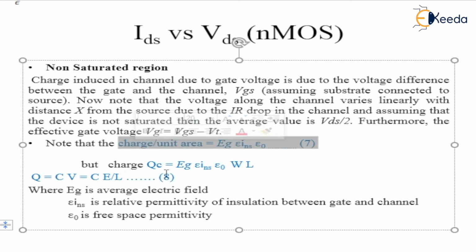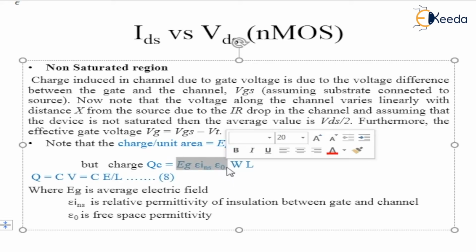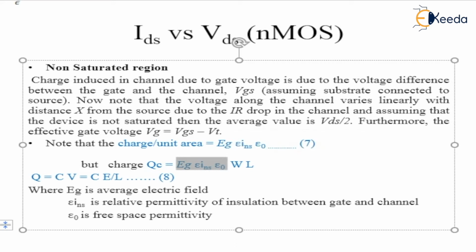Okay, what I did here is, first charge: how this formula came means it existed from the formula C into V. So if you elaborate this one, we will get this formula. This is charge per unit area. If you divide by unit area, means by WL, WL cancels, then the resultant will be this one, Eg into epsilon insulating as well as free space permittivity. So this is all about equation number 7.